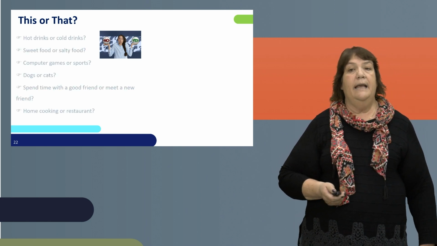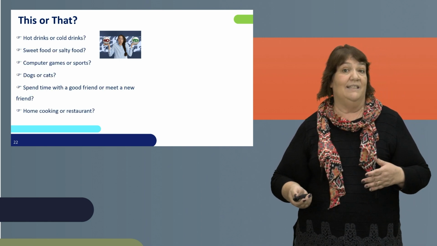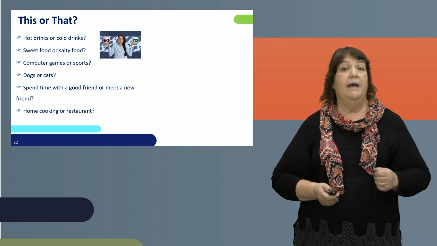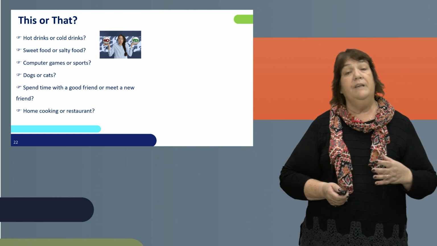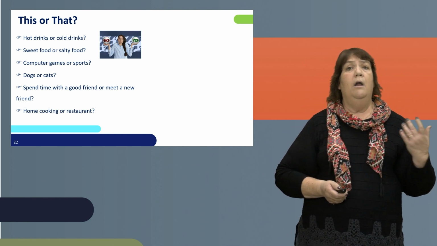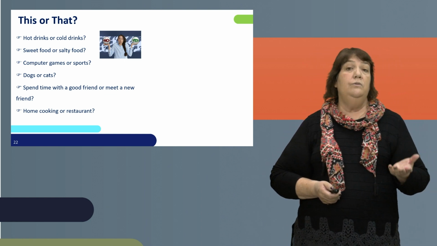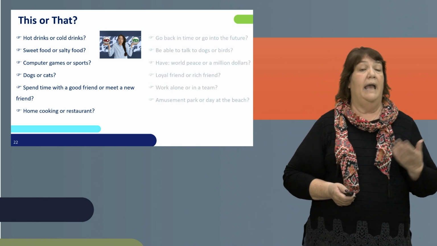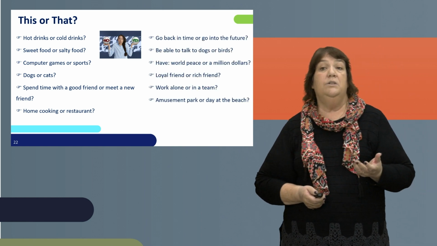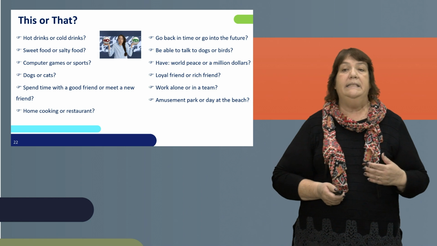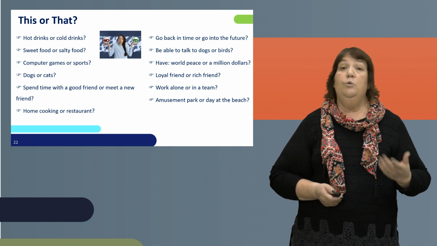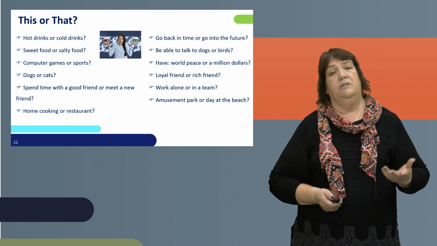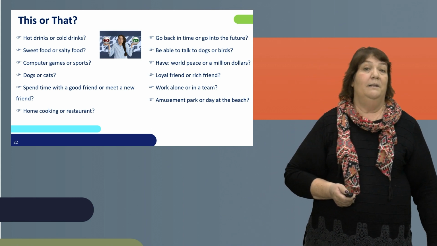So here are some examples of this or that's. You heard some of them, but here you have some more. Some of them can incorporate lower order thinking skills and some require more thought. You can choose, of course, who you would ask what question to. So for example, working alone or in a team, or going back in time or going into the future, you would probably give challenging questions like that to a higher level student.